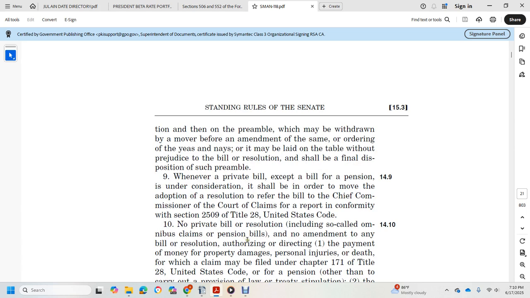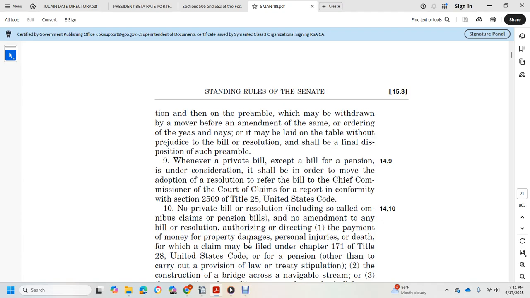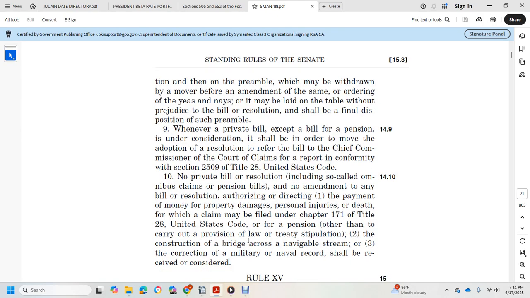No private bill or resolution, including so-called omnibus claims or pension bills, and no amendment to any bill or resolution authorizing or directing: 1. The payment of money for property damage, personal injuries, or death for which claim may be filed under Chapter 171, Title 28, United States Code, or for a pension other than to carry out a provision of law or treaty stipulation; 2. The construction of a bridge across a navigable stream; or 3. A correction of military or naval records, shall be received or considered.